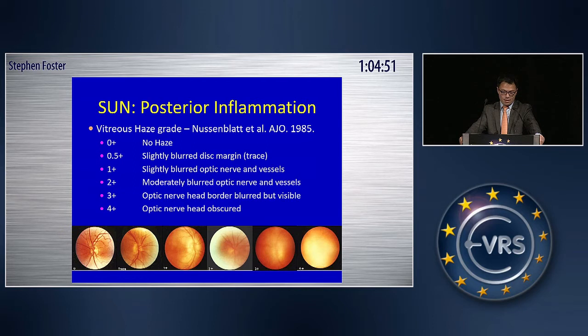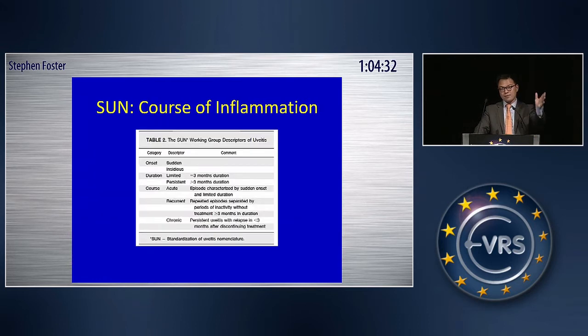Bob Nussenblatt from NEI, the National Eye Institute, proposed this years ago. The only difference is that instead of what Dr. Nussenblatt called trace, in the SUN nomenclature we just call it 0.5 plus, but everything else are the standardized photos shown here, and you can easily find these online. And we always have them in the exam room so our fellows can grade them correctly.